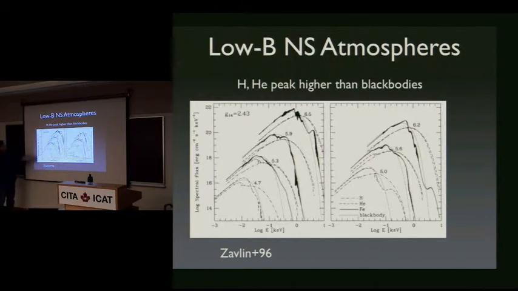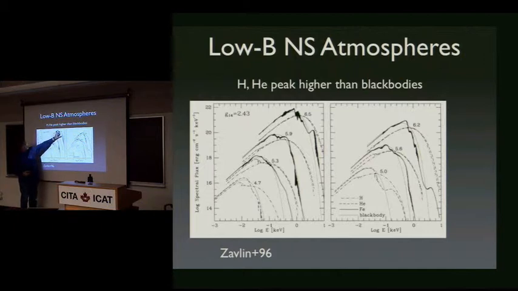So these are different models from Zavlin in 1996 about how the different atmospheres behave. So just take one random example, say this one here. Here's your black body spectrum. And then for that same temperature, what do you get if you have a hydrogen or helium atmosphere, which are these two lines here, versus an iron atmosphere.